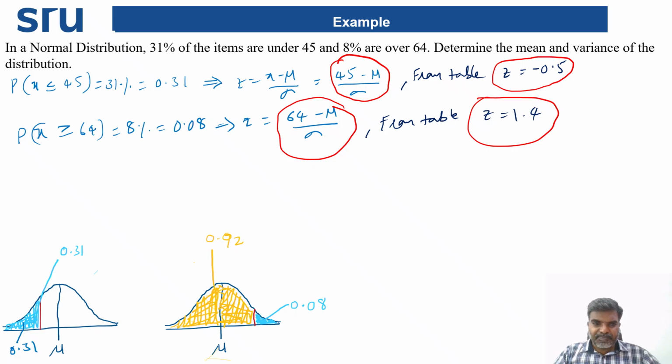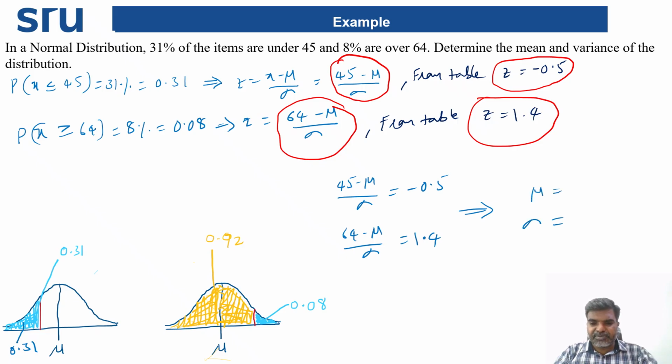So from the first case, we can write (45 minus mu) by sigma equals minus 0.5. In the second case, (64 minus mu) by sigma equals 1.4. Okay, left side values are from the formula, right side values are from the table. By solving these two equations, we can obtain mu and sigma. So what is mu here? If you simplify this, mu equals 50. Standard deviation equals 10. These are the required values.